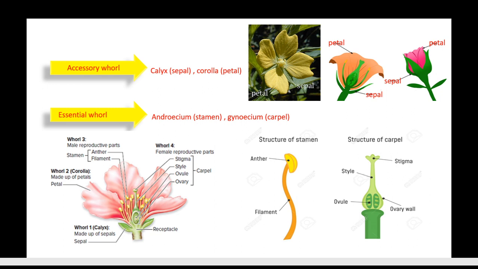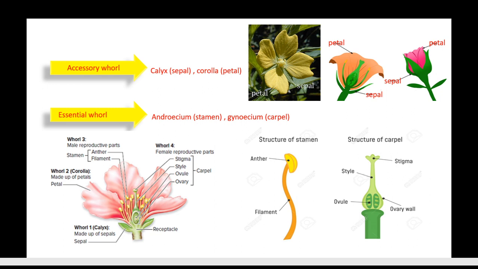These two parts do not take part in reproduction but help in reproduction. That is why they are not reproductive parts and are called accessory parts of the flower. Now come to the essential whorl. The essential whorl of the flower is the reproductive whorl of the flower. These are two: number first androecium and number second gynoecium.